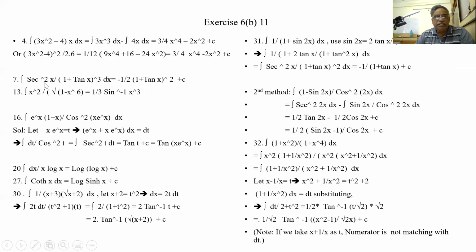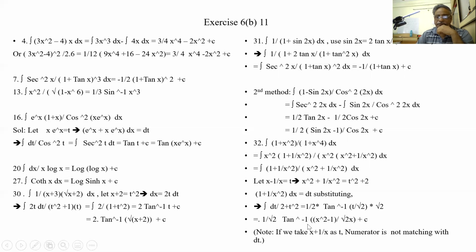Second is integral of secant square x into 1 plus tan x whole cubed dx. Secant square x divided by 1 plus tan x whole cube. What is the differentiation of tan x? Secant square x. So we have f dash x by 1 plus tan x whole cube. So this can be minus 1 by 1 plus tan x whole square, minus 1 by 1 plus tan x whole square by 2.